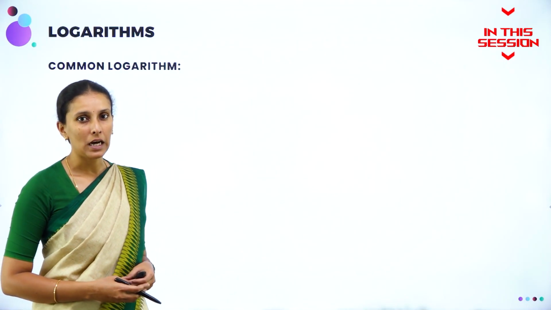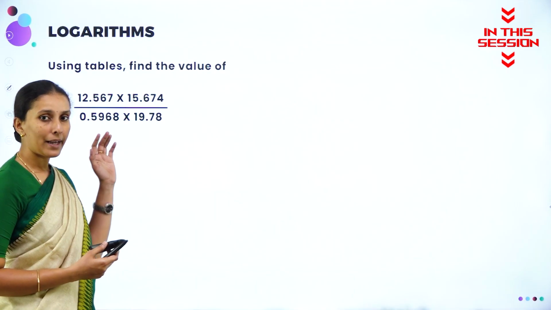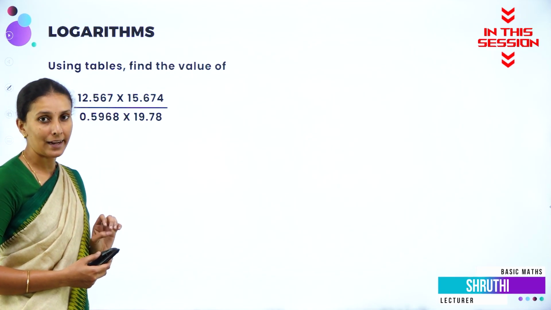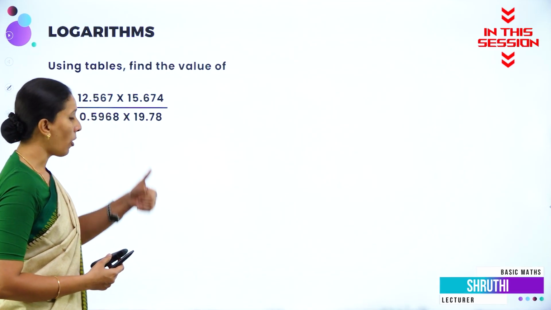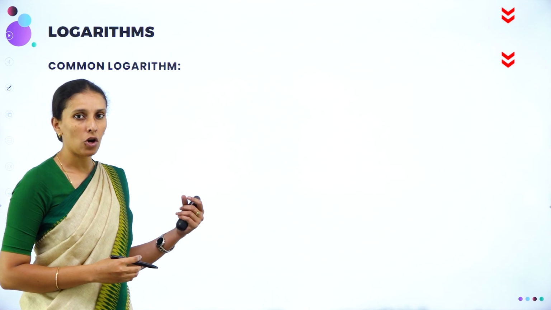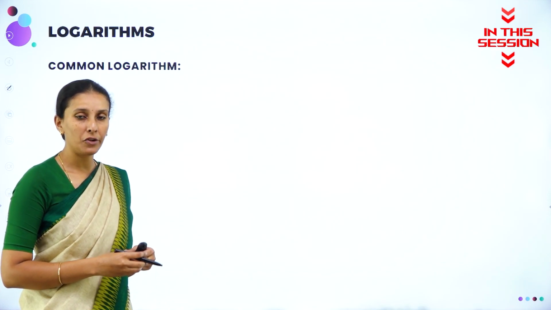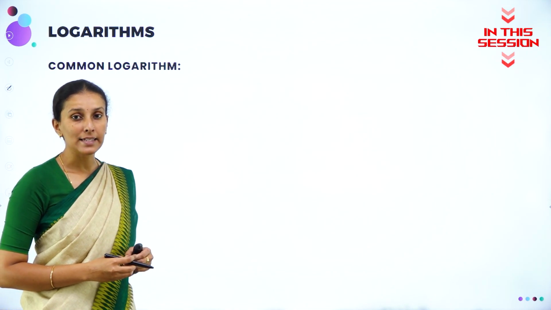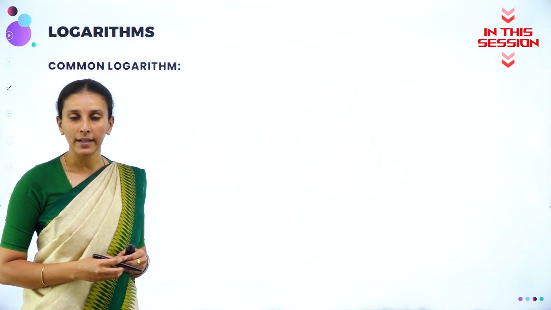What are common logarithms? Common logarithms are nothing but the log value of a number with base 10. The application of the log table is that you can evaluate this without the help of a calculator. Applying the properties of logarithms and with the help of log tables we can find this. Every common logarithm, that is a log value of any number base 10, contains two parts. One is called the characteristic, another is called mantissa.